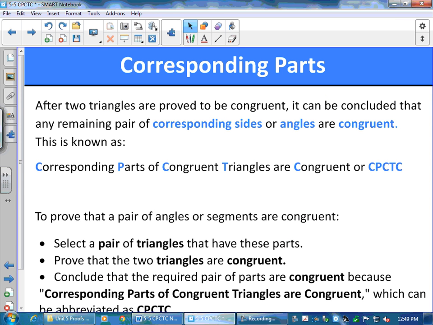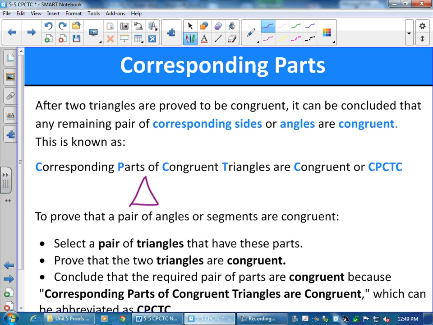After two triangles are proved to be congruent, it can be concluded that any remaining pair of corresponding sides or angles are congruent. This is known as corresponding parts of congruent triangles are congruent, or CPCTC. What this is really saying is this.